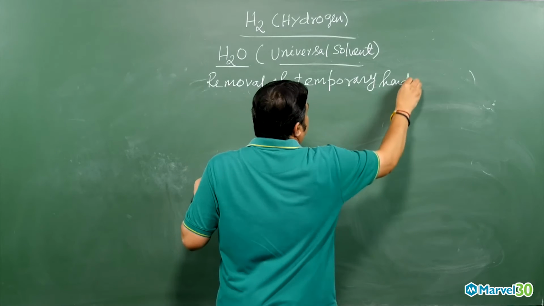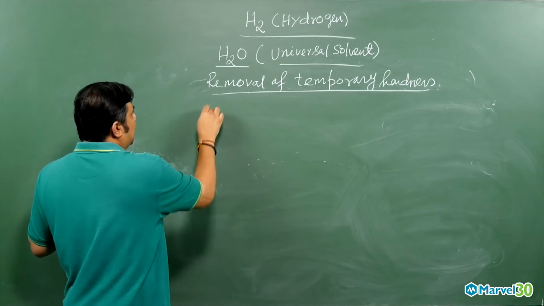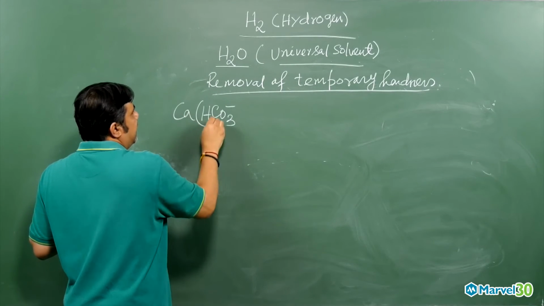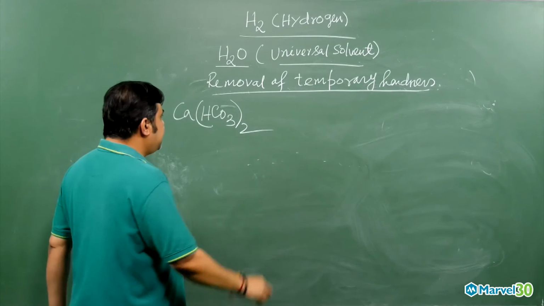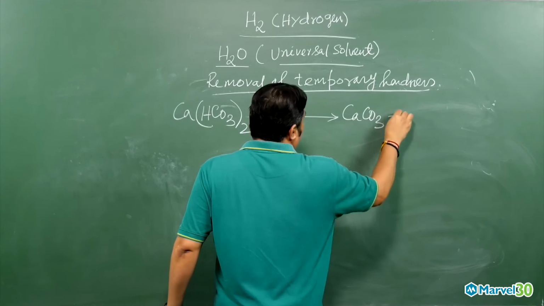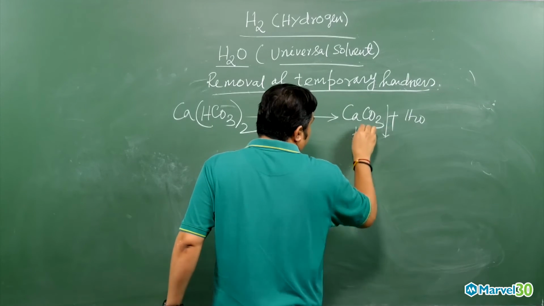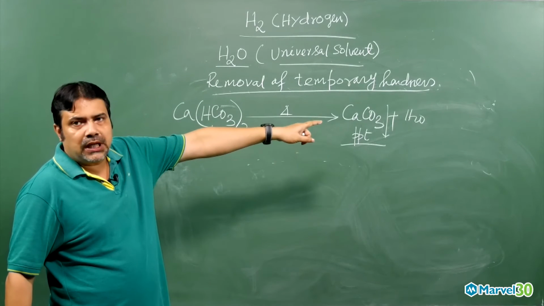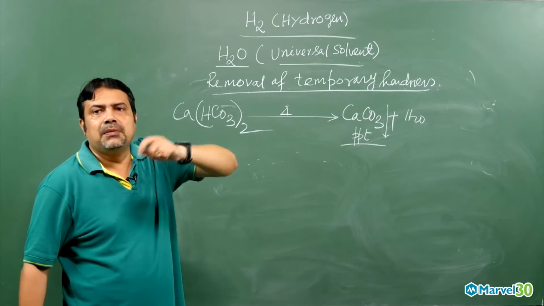How can we remove this temporary hardness? We take the bicarbonate HCO3 minus, say Ca(HCO3)2, calcium bicarbonate. If I heat this compound, we immediately get calcium carbonate, and H2O and carbon dioxide come into the picture. This calcium carbonate will be precipitated out. That means this way we can remove the temporary hardness, with carbon dioxide coming out. Got the point? So temporary hardness can be removed by simple heating.